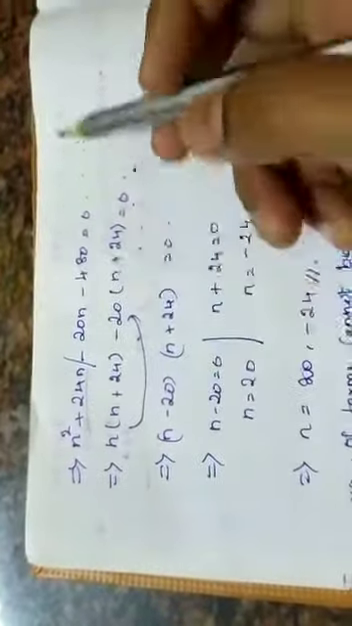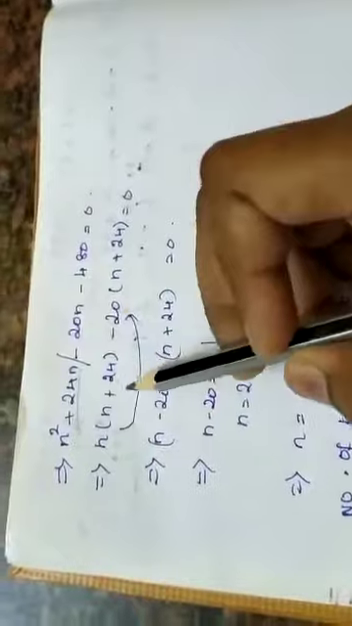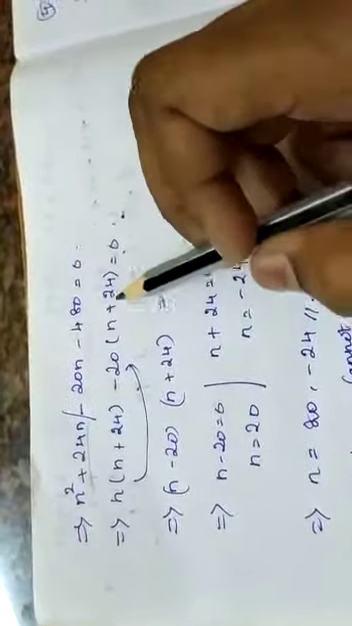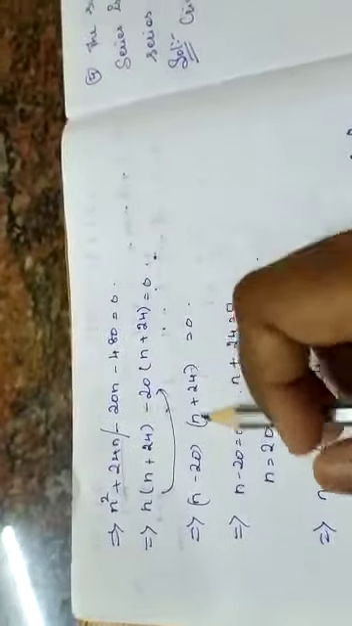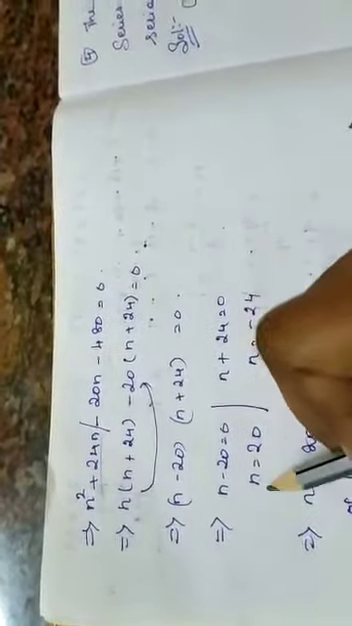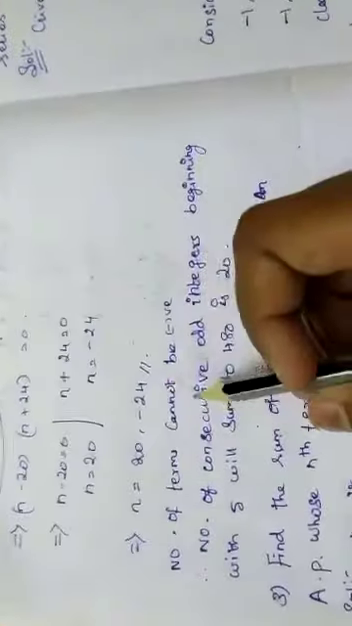I am factorizing that equation. So n into n plus 24 minus 20 into n plus 24 equal to 0. So n minus 20 into n plus 24 equal to 0. n minus 20 equal to 0 means n equal to 20. n plus 24 equal to 0 means n equal to minus 24. So n equal to 20, minus 24.